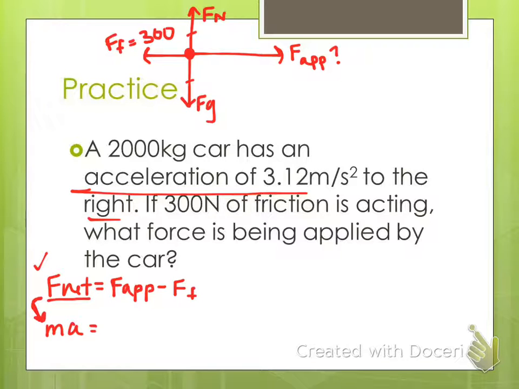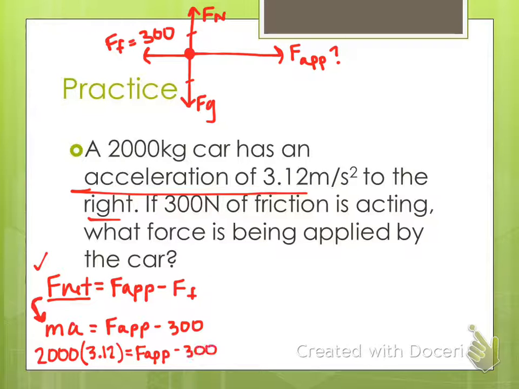Okay, I know my applied force is what I'm solving for, and I know that friction is 300. I also know my mass and my acceleration values, so I'm going to plug in 2,000 times A. Is my acceleration positive or negative? Positive. If it said to the left there, we'd have to make it a negative 3.12. So just something to think about. But it says it's to the right, so that's positive. Equals force applied, which is what we're solving for, minus 300.